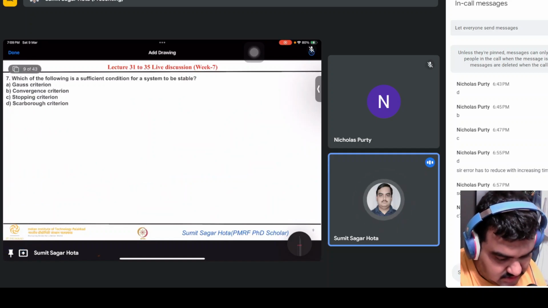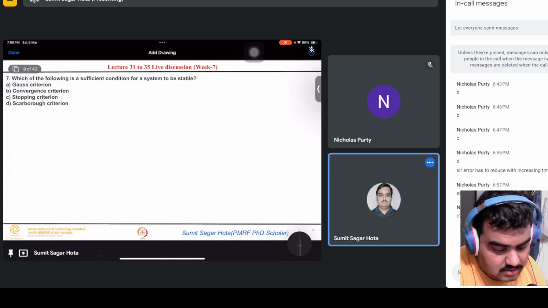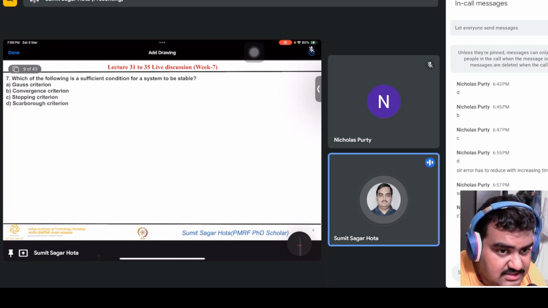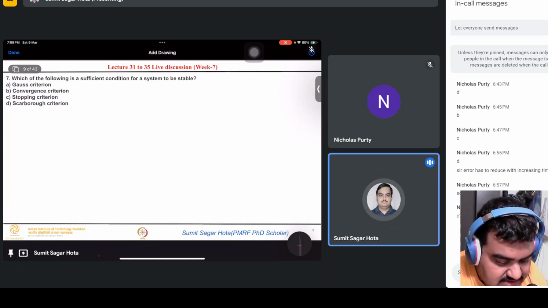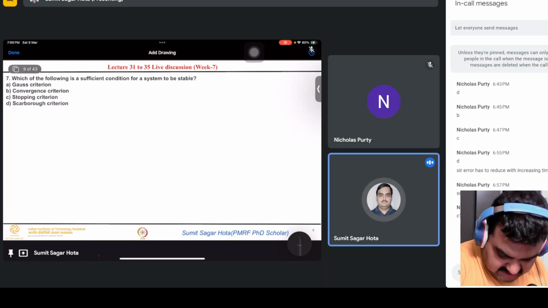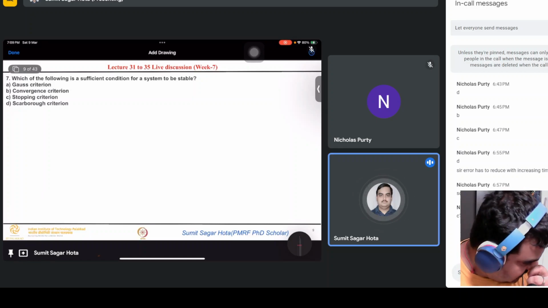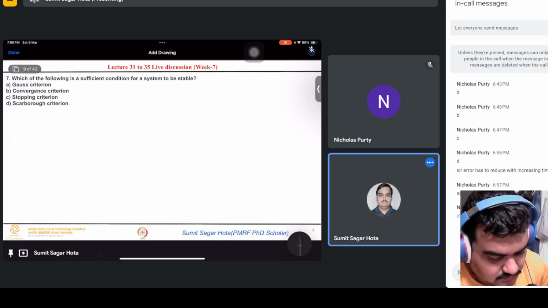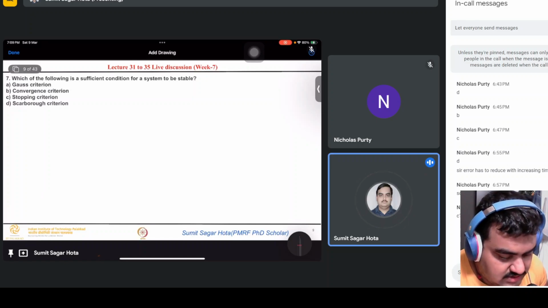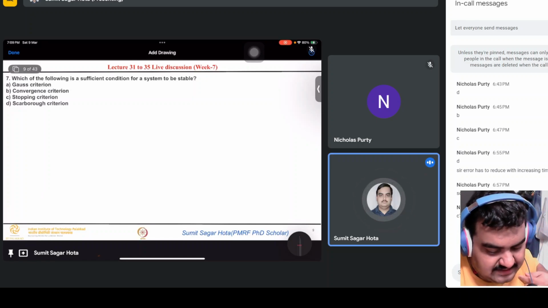So now next, which of the following is a sufficient condition for a system to be stable? Okay, actually in stability different types of questions can be asked. So I am just framing the question in different types so that it will be very much clear. So this is a very important criterion, that is Scarborg criterion. Okay, he gave one criterion.